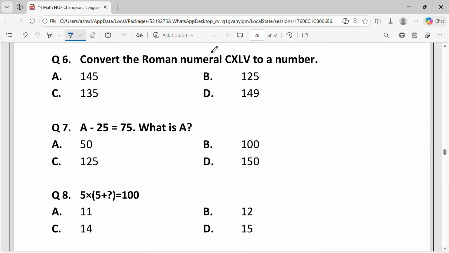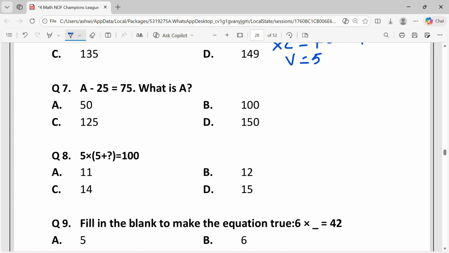Question 6. Convert the Roman numeral CXLV into a number. We know that C is equal to 100, XL is equal to 40, and V is equal to 5. So the Roman numeral is 145. That is option A.